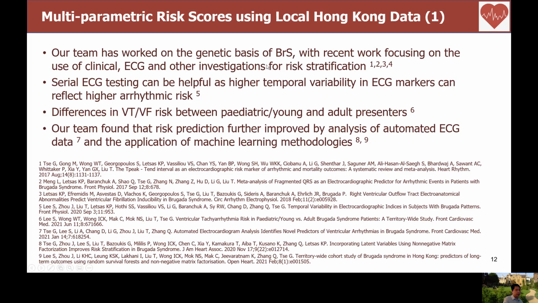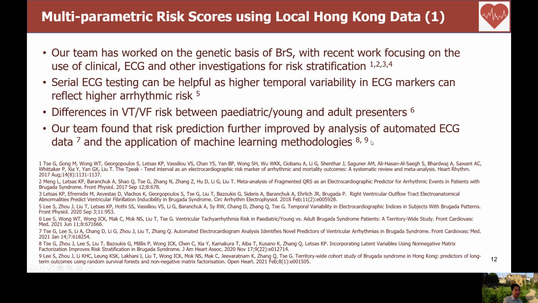So from us, we've also made some contributions, and we demonstrated that if you do multiple testing of an ECG and you look at the visit-to-visit variability in the ECG markers, then they can also stratify high risk from low risk patients. And we also found that there are differences in arrhythmic risk between pediatric and young versus adult presenters. So at the very least, we need subgroup specific scores or age being incorporated in the risk model.